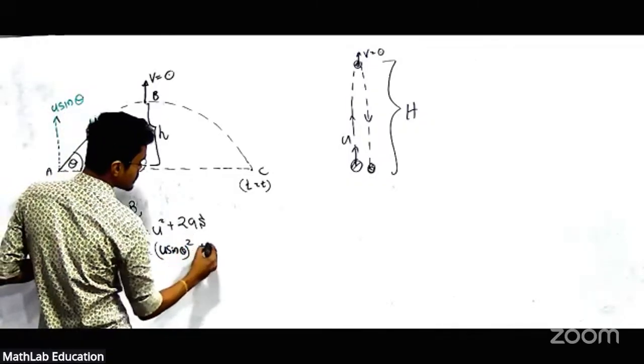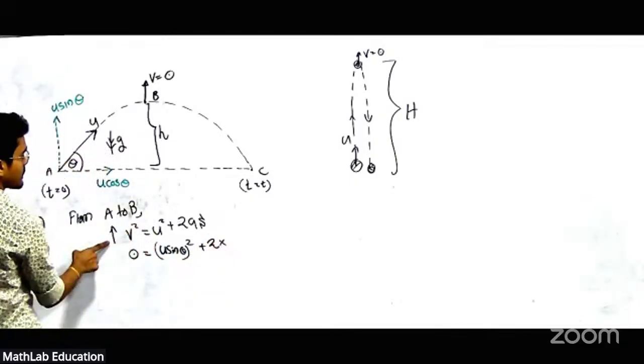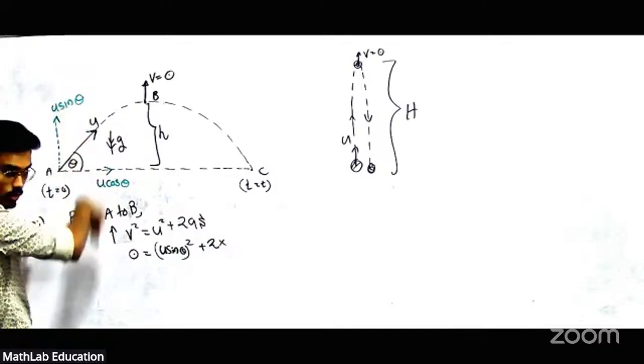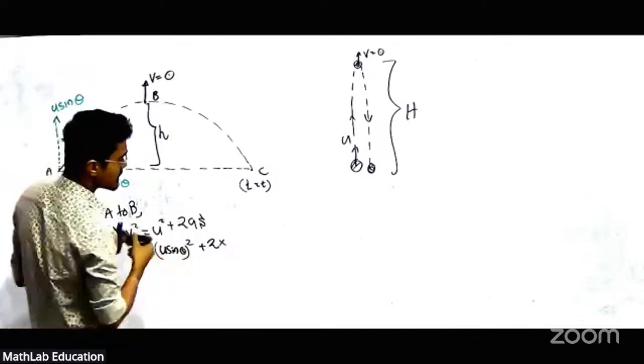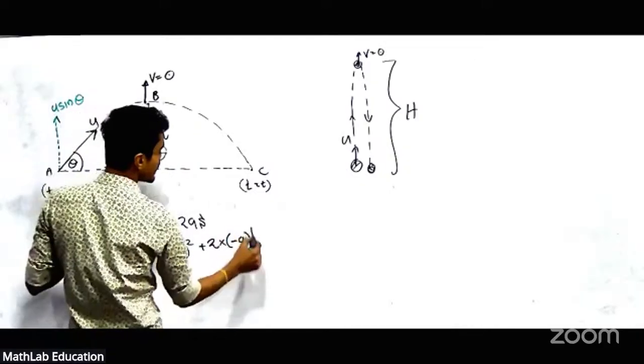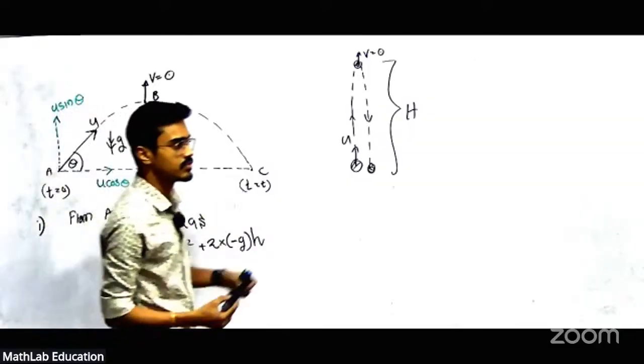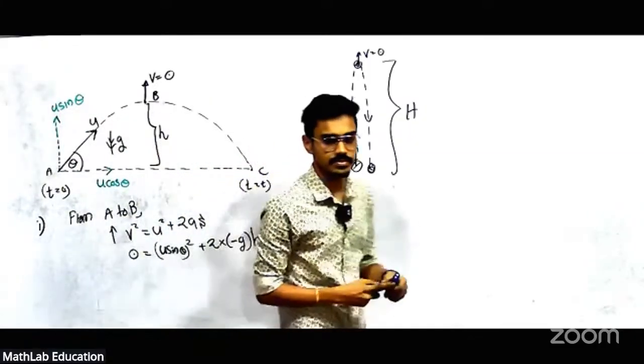Plus 2. I'm using the equation upwards. g is downwards, that will be minus g. And the vertical height is h. Right? Now, if we simplify this, we will get h.